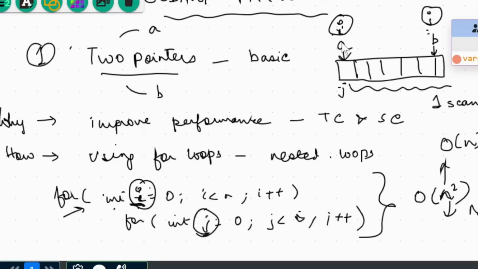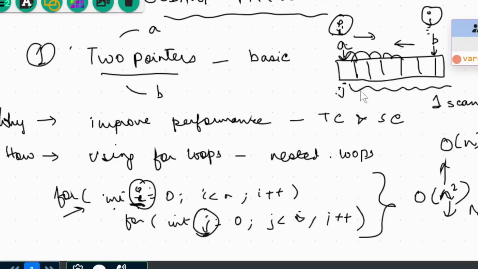Like I said, the pointers can be at two different ends. They can move in opposite directions like this, or they can be at the same end. They can move together. i is also incrementing, j is also incrementing one by one. So in one single pass they're trying to do it. Even if they're at opposite ends, they're still trying to do it in one single pass.